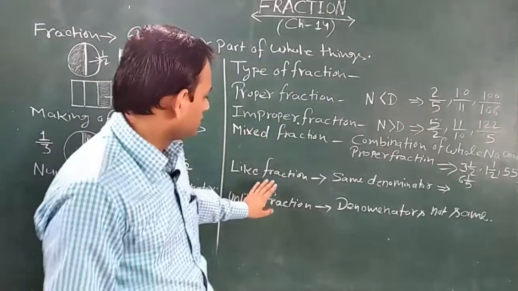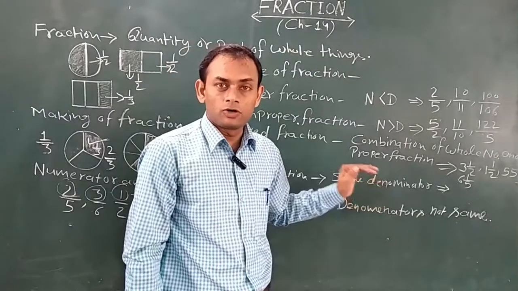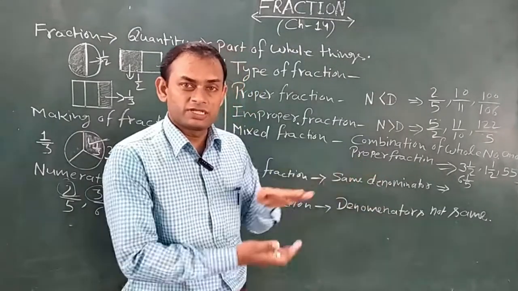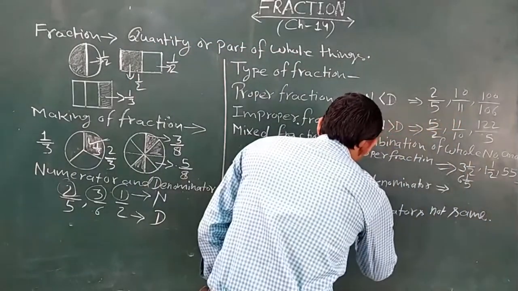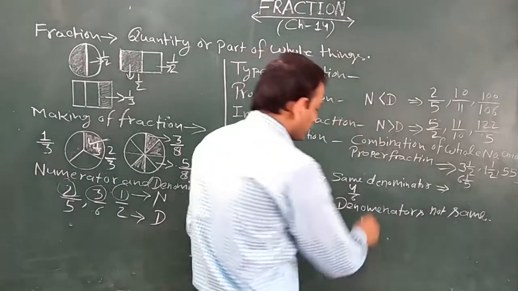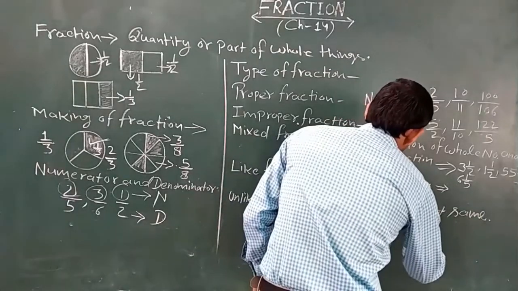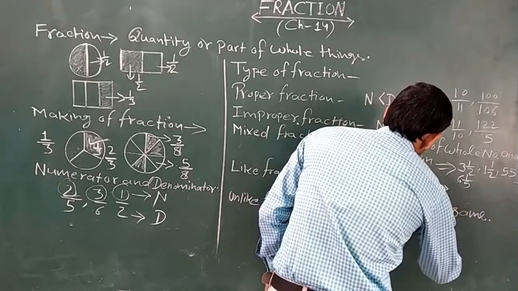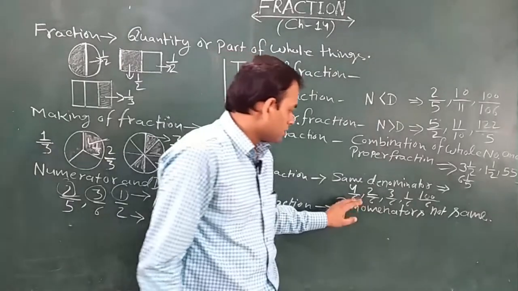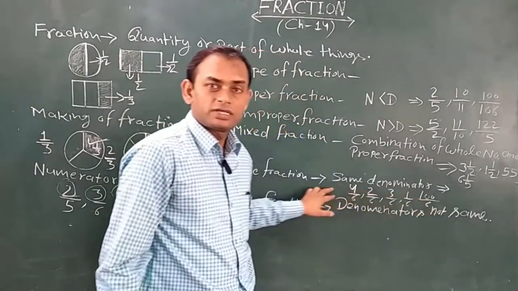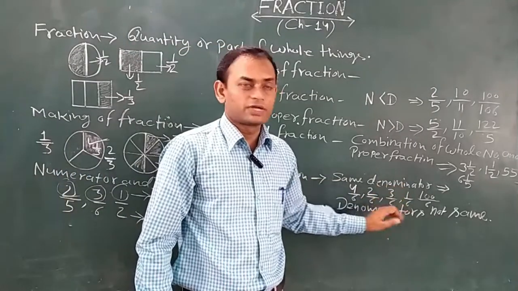Now the like fractions. What are the like fractions? All those fractions in which the denominators are the same. It means all those fractions in which the number written below the line must be the same, like 4 upon 6, 2 upon 6, 3 upon 6, 1 upon 6, 100 upon 6. These all are called like fractions. You can see that in all the fractions, the denominator is the same. So fractions in which the denominators are the same are called like fractions.